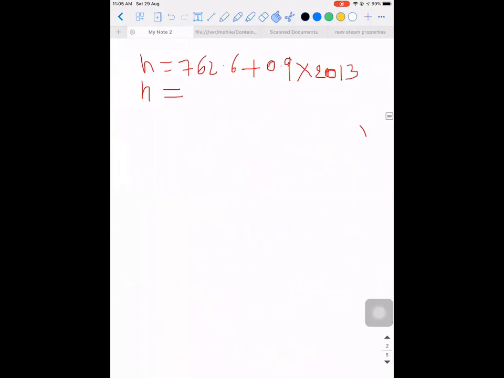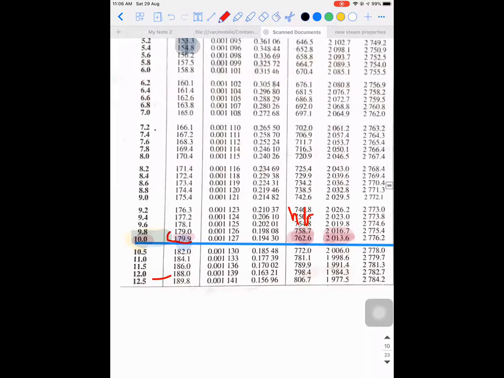Now you apply the same formula. HF is equal to 762.6 plus X is equal to 0.9 into 2013 point, how much, sir? Please tell me HFG first of all. 2013.347, you have given the entire value. What is the HFG value? HFG is 2013.6.